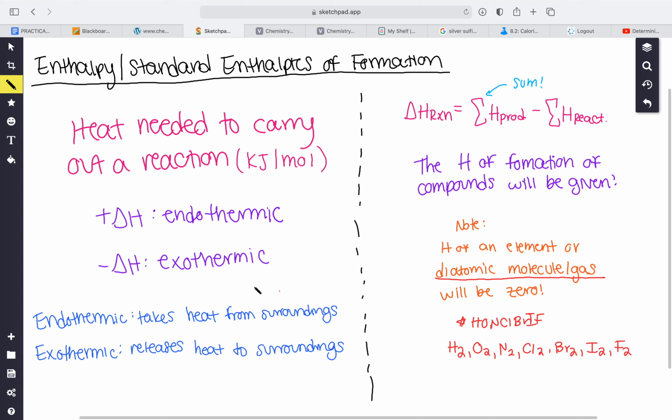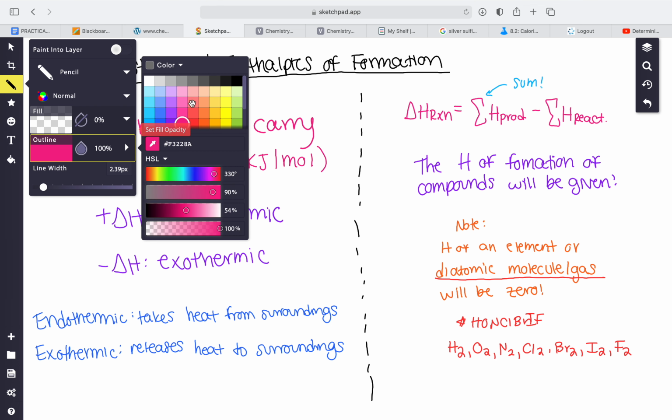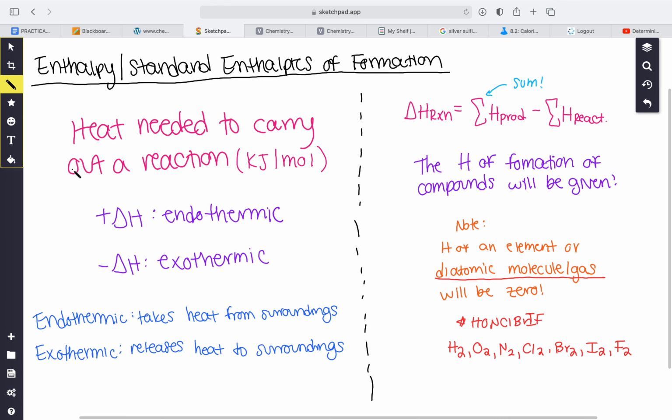Okay, so let's get started talking about what the heck enthalpy is. Enthalpy is the heat needed to carry out a reaction. So we can look at it as being plus delta H or minus delta H. Enthalpy is denoted as delta H, but when it is positive delta H, it is endothermic.